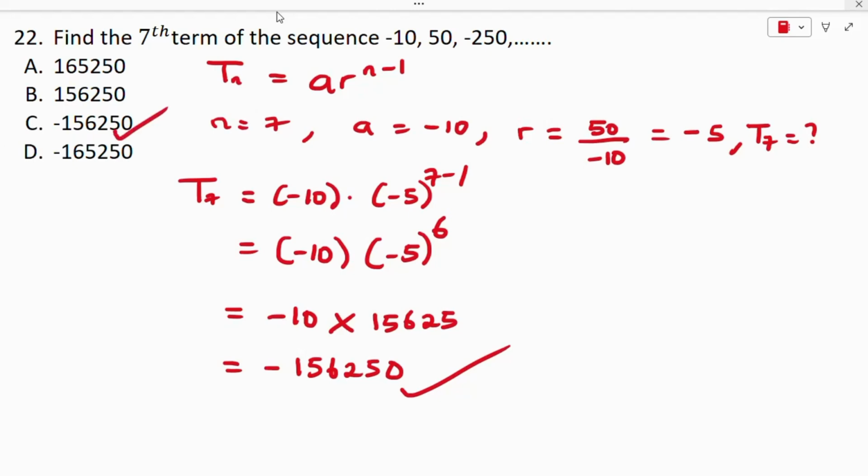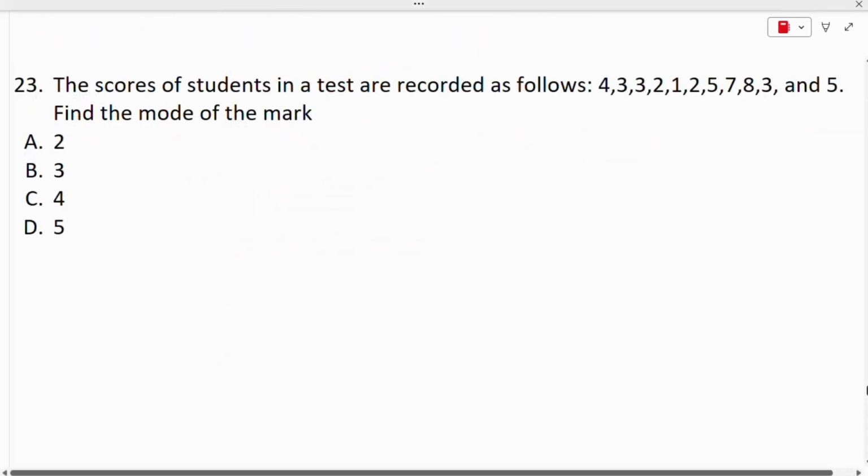So let's go on to question number 23. Alright, so question number 23 says the scores of students in a test are recorded as follows: 4, 3, 3, 2, 1, 2, 5, 7, 8, 3, and 5. Find the mode of the marks. Now what does mode imply? Mode simply means the number that appears most.